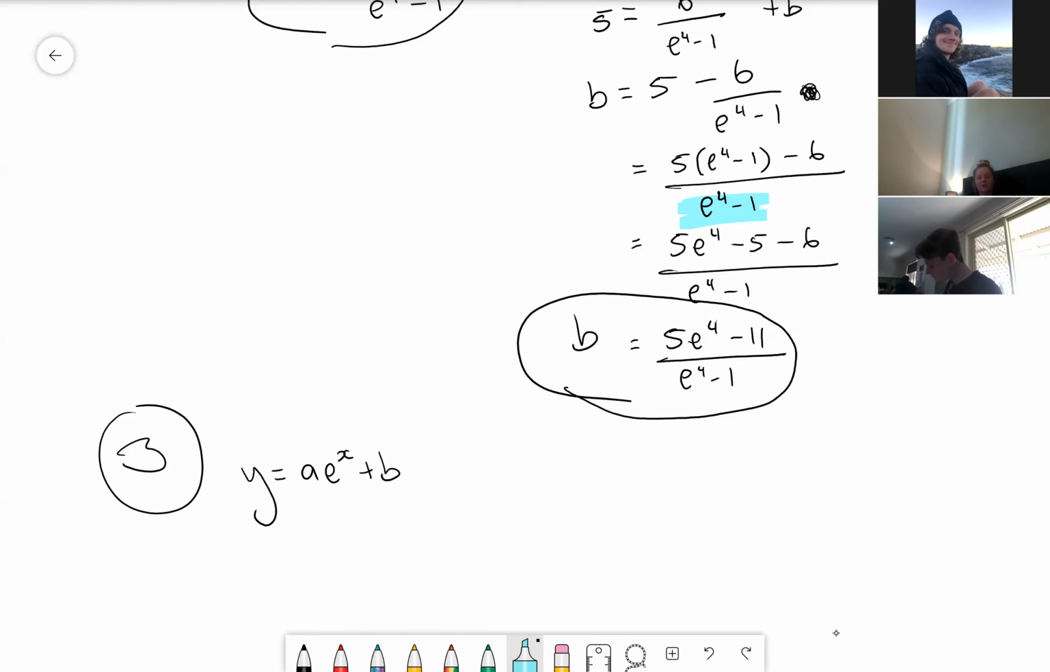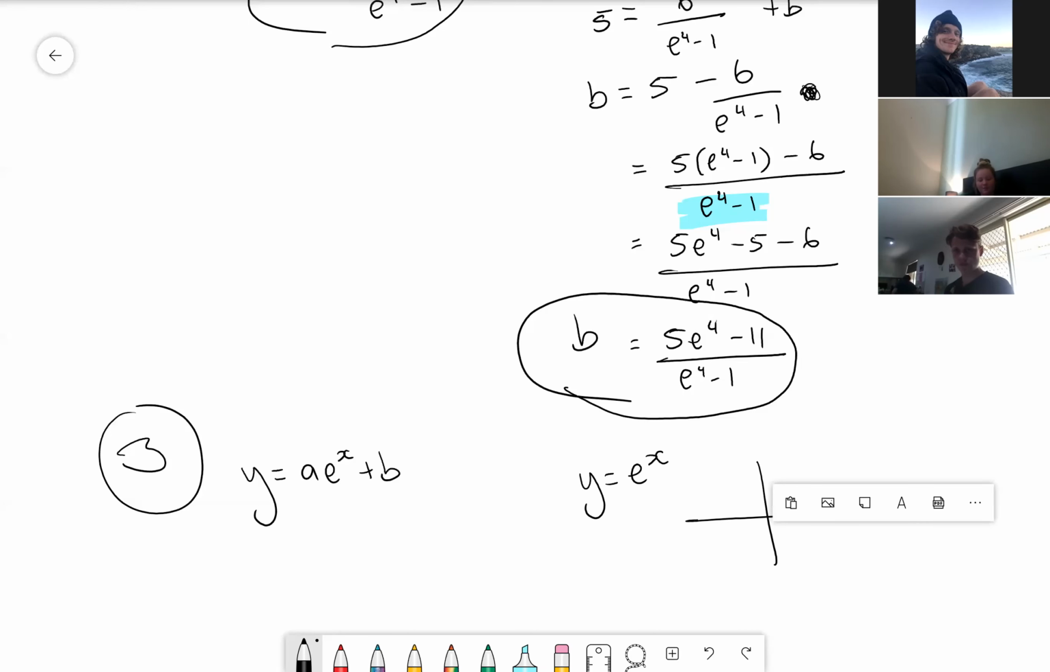What's the second point in question 3? Great question. Well, what 2 bits of information do you have? Asymptote and the y-intercept. Great. What's the asymptote of y equals e to the x? When you have y is equal to e to the x, what's the asymptote? Y equals 0. What was that? Y equals 0. Yeah, perfect.